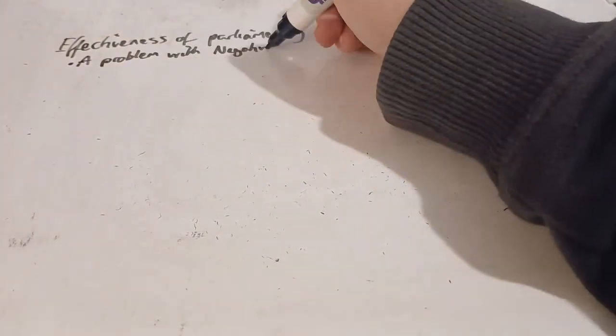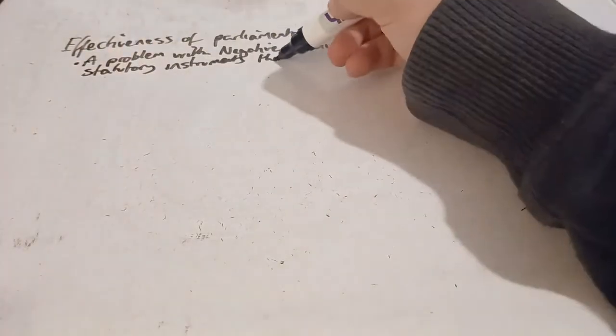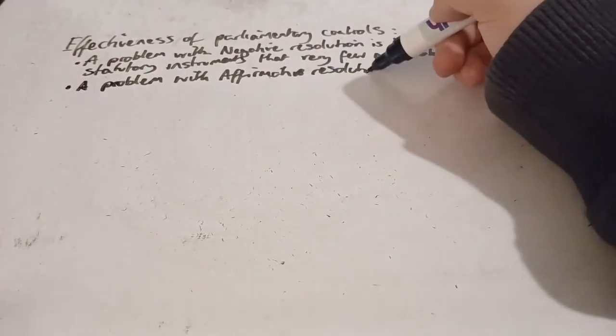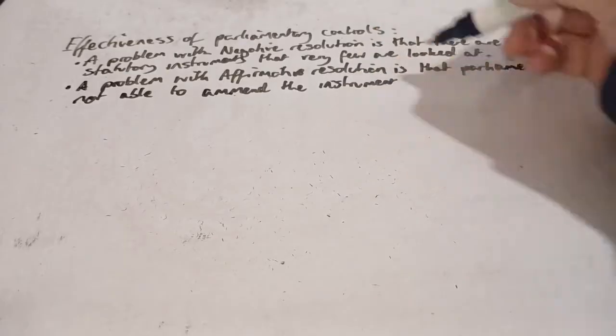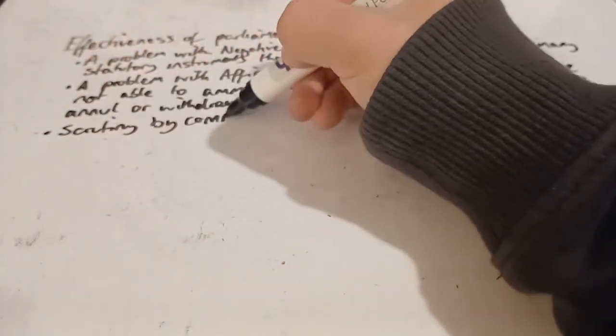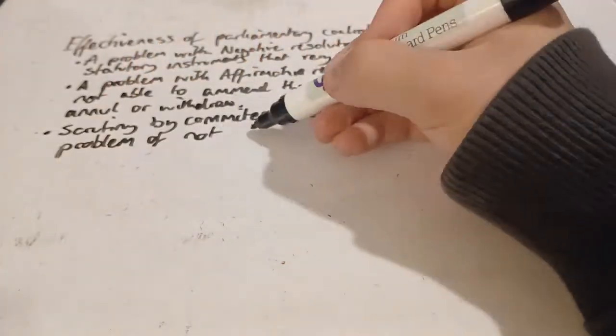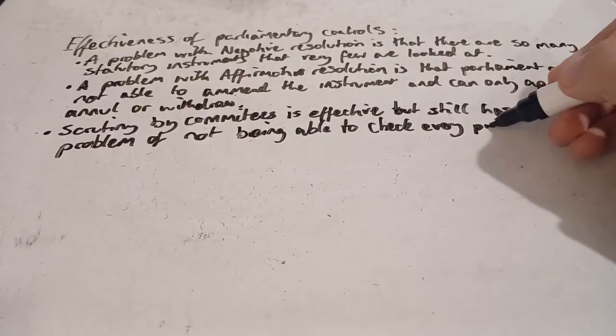Well, a problem with negative resolution procedure is that there are so many statutory instruments made every year that very few are actually looked at. A problem with affirmative resolution procedure is that Parliament cannot amend the statutory instrument and are only able to approve, annul or withdraw. Scrutiny by committees is very effective, however still has the problem of not being able to check every statutory instrument due to the large number being made.